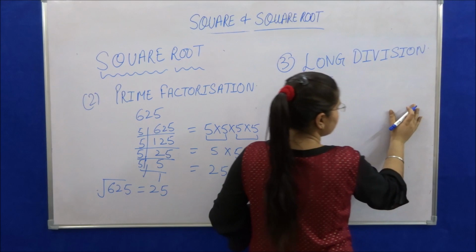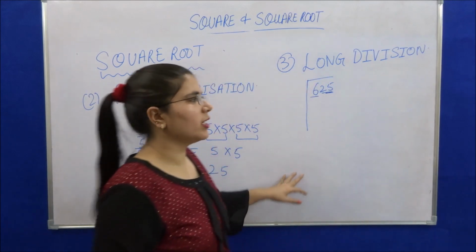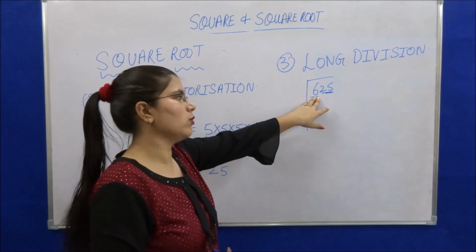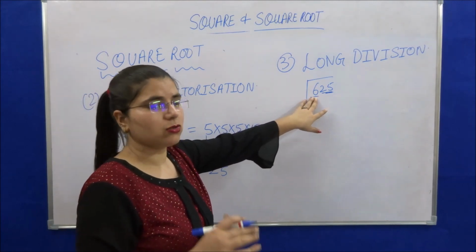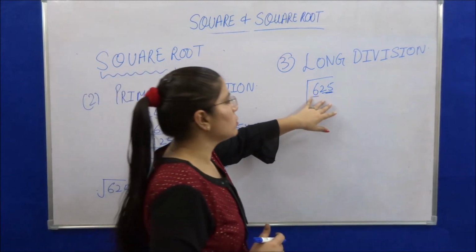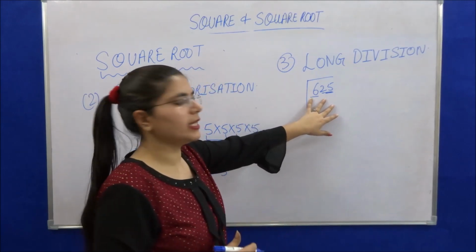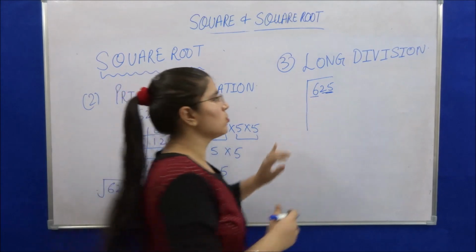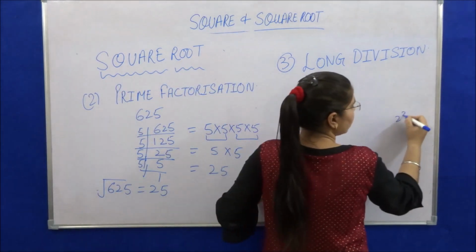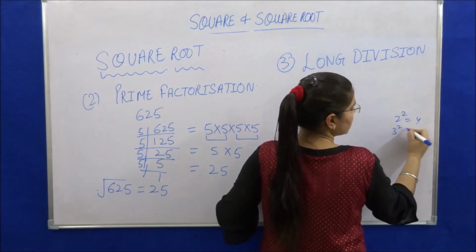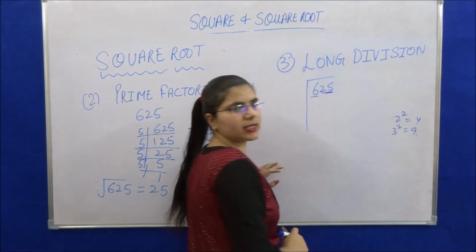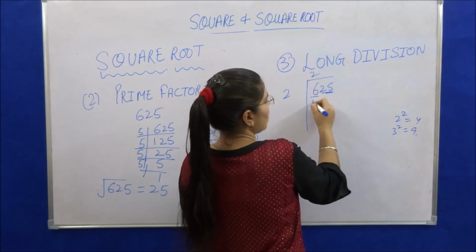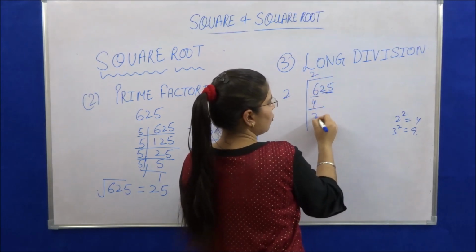For this we have to choose the number whose square is less than or equal to it. So here the number is 6. In this case we choose the number whose square is either equal to 6 or less than 6. Here 2 square is 4, 3 square is 9, which is greater than 6. So we will choose 2. 2 square, 2 twos are 4. 6 minus 4 will be 2.